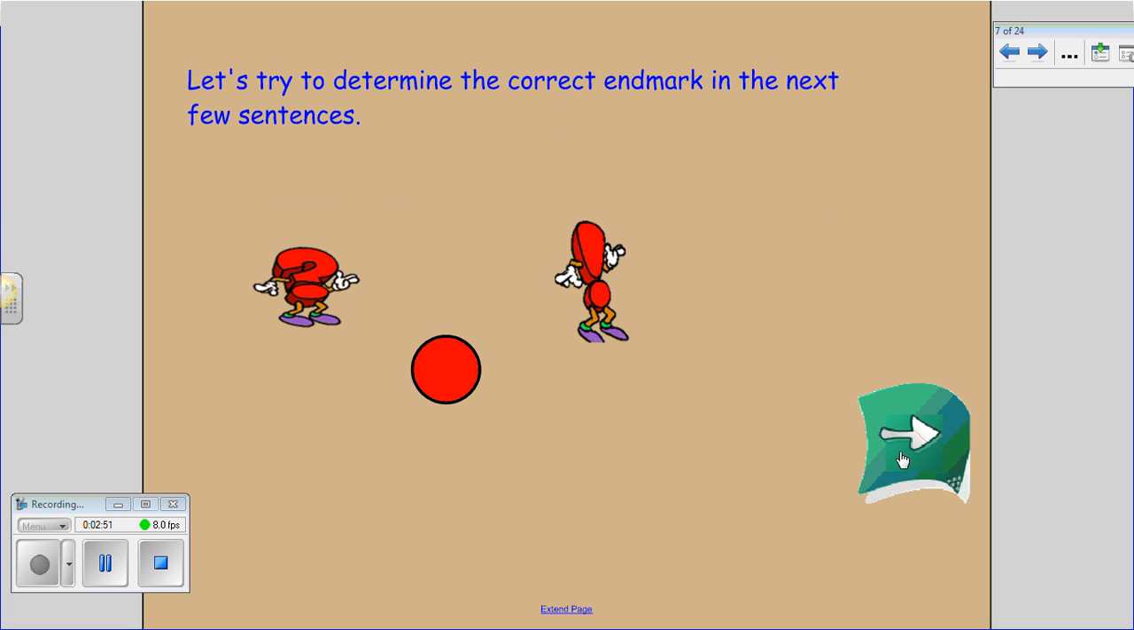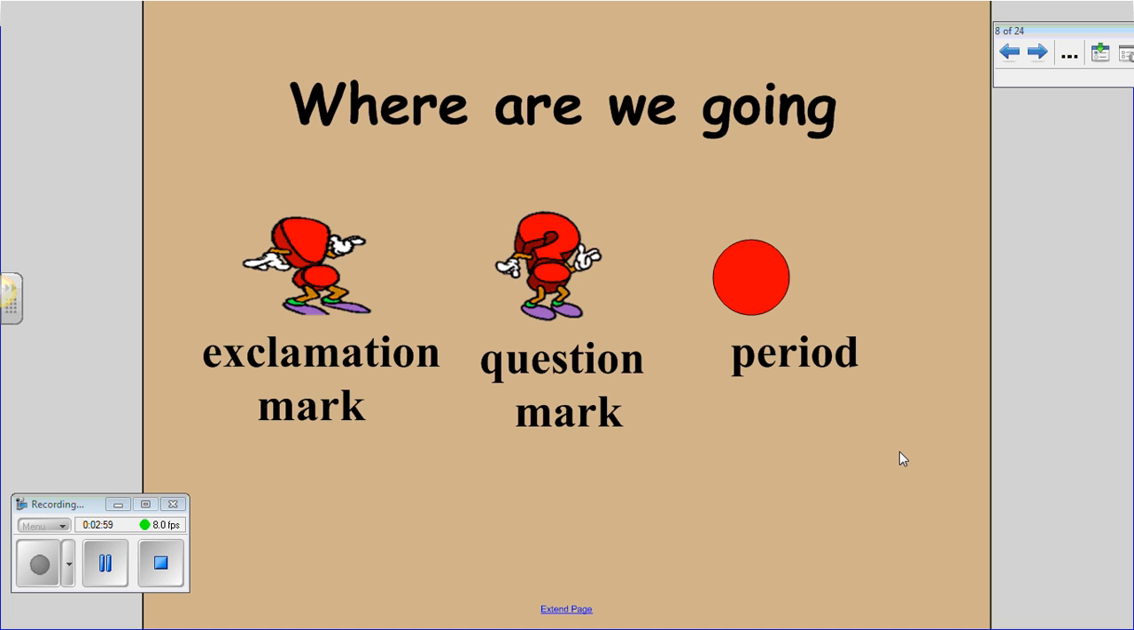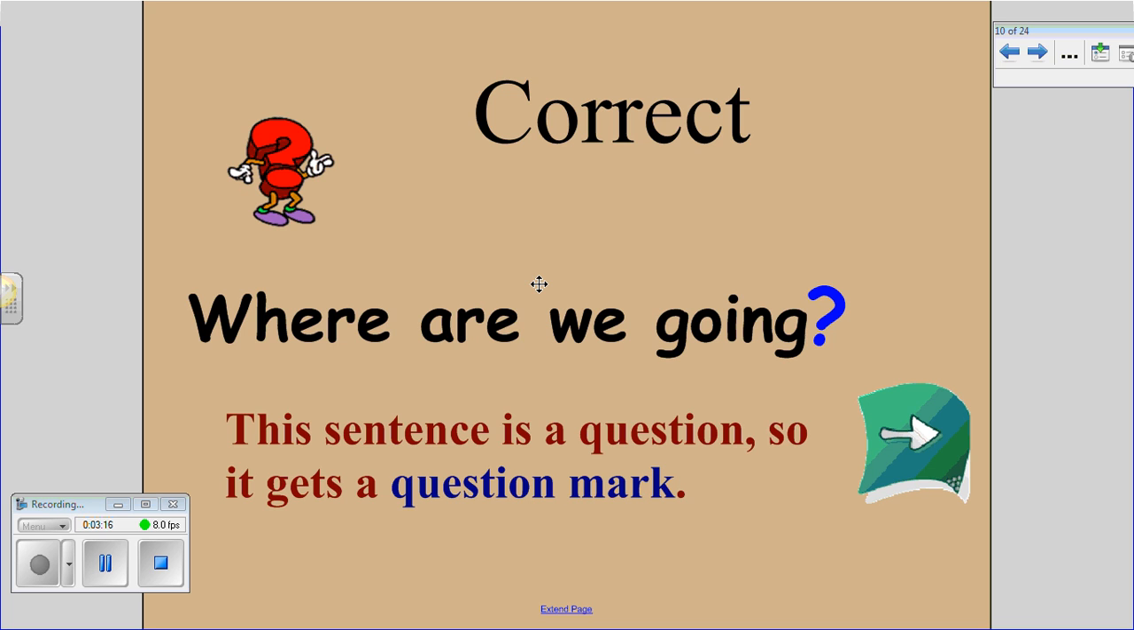All right, now that you've taken your notes, we're going to do some practice determining the correct end marks in the next few sentences. Where are we going? Think to yourself here. Are we excited about something where we use an exclamation mark? Do we have a question? Or are we giving simply a statement or a command? Well, when we ask, where are we going, we are asking, so therefore, we'll use a question mark here.